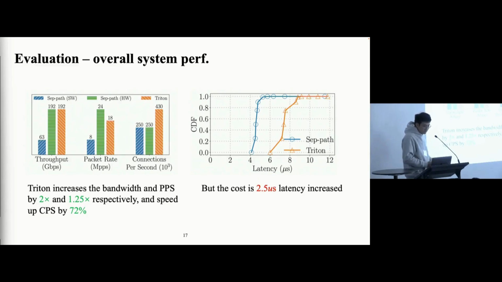For connection establishment rate, the hardware assistance in Triton increased CPS by 72% over the separate path, but the cost is a 2.5 microsecond latency increase. That is introduced by the per-packet movement on the PCIe bus. And the latency increase is acceptable to us because the latency in the guest OS protocol stack is far more than that. They are all at the millisecond level.